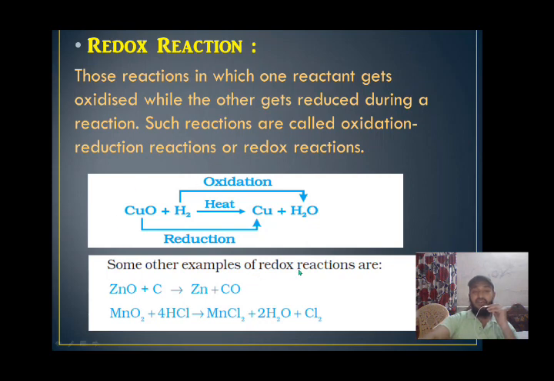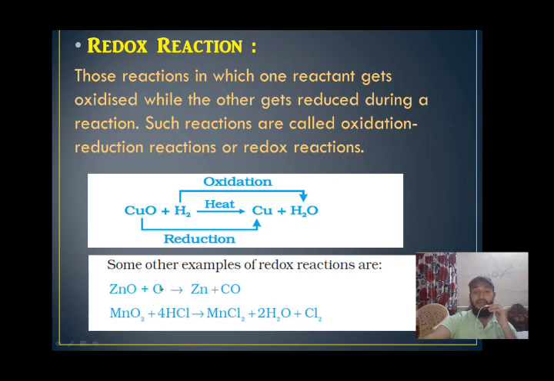Some other examples of redox reaction are ZnO, zinc oxide, when treated with carbon, it gives zinc and carbon monoxide. Here you can see that zinc oxide gets converted into zinc. What is this process? Here loss of oxygen is taking place, meaning zinc oxide loses oxygen and gets converted into zinc. So this is an example of reduction.